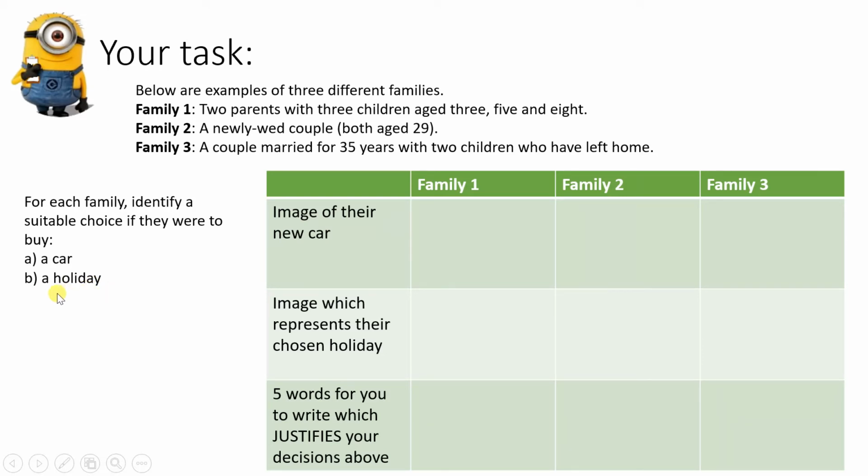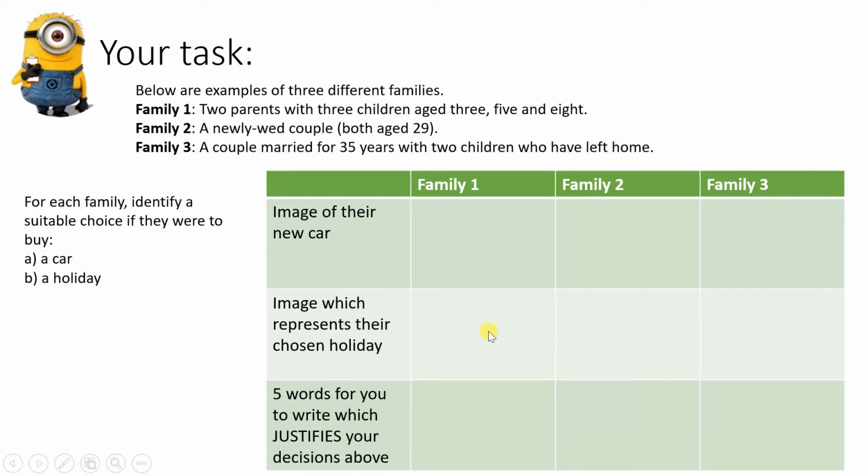So in the green table, going down in the columns, find an image that you think is the new car that family 1 would go for, and it's about their needs now, not what you like. Family 2, about the newlywed couple for their car, and family 3 for the empty nesters, what car they would like. But also a holiday. So you've got to think about what types of holiday each of them would go for.